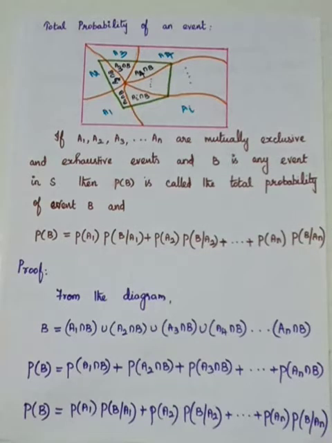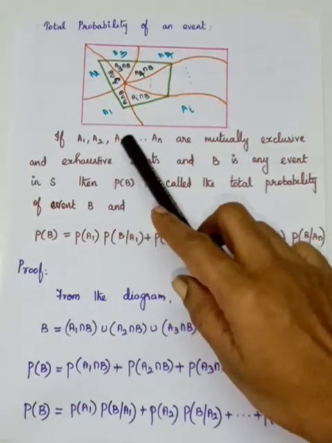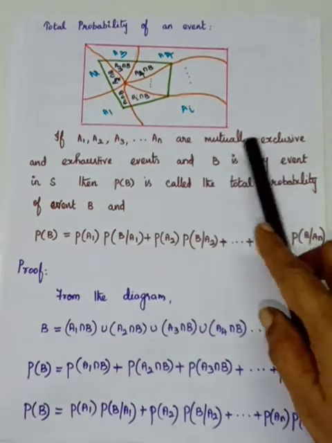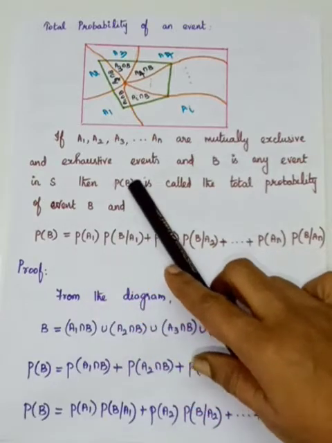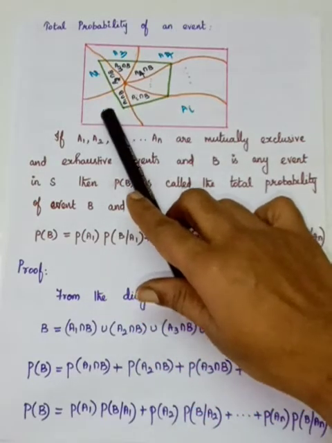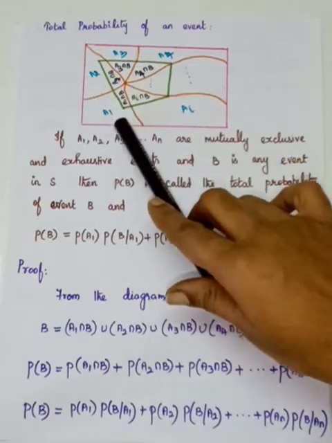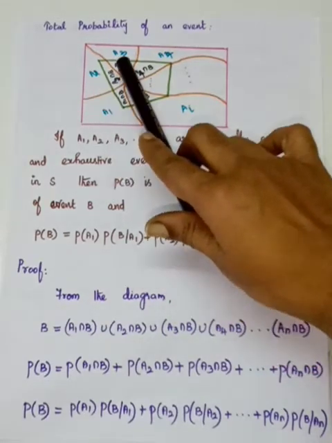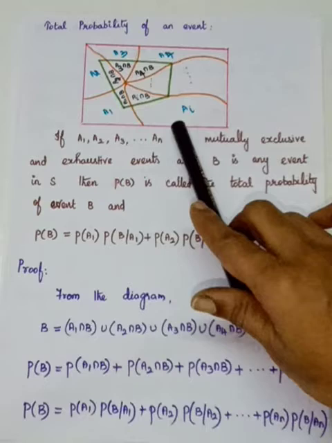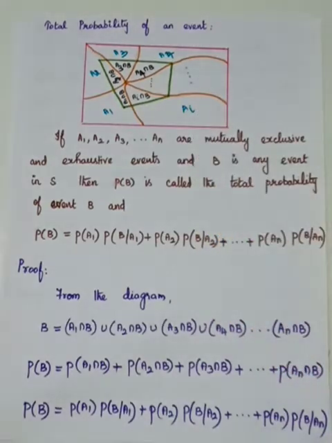For that, you see the theorem. If A1, A2, A3, etc., An are mutually exclusive and exhaustive events. Okay, look at this. This is your A1. So this part is A1, and here A2, and this is A3, A4, etc. Ai or An, they are mutually exclusive. Mutually exclusive events means there are no common outcomes between the events. So A1 intersection A2 is equal to the null set.